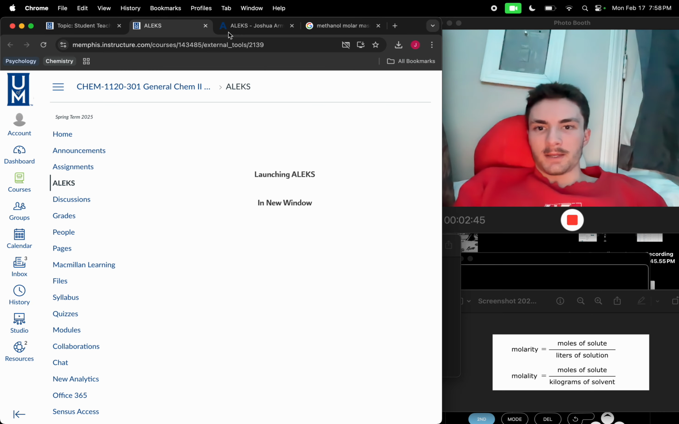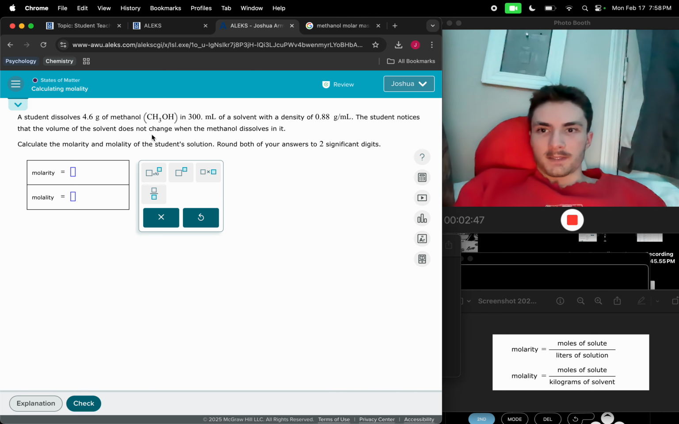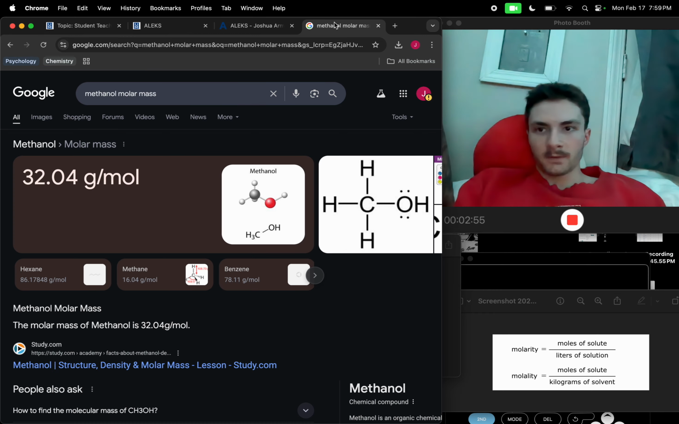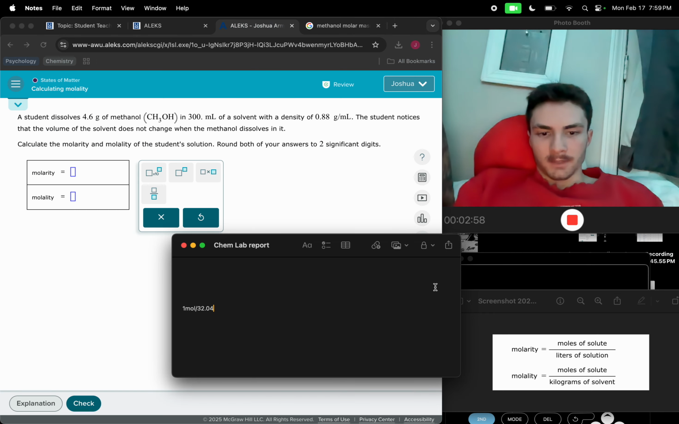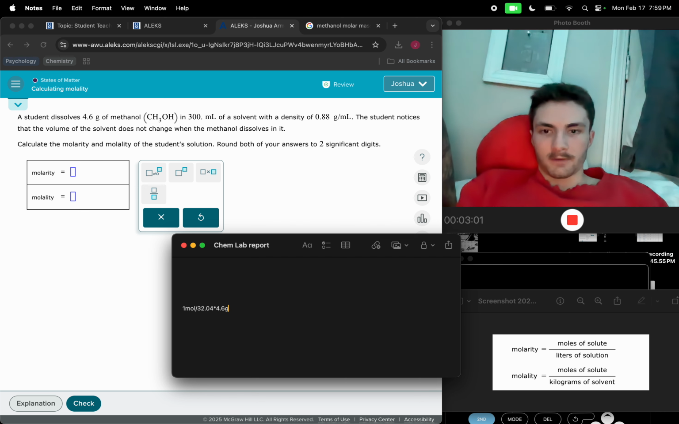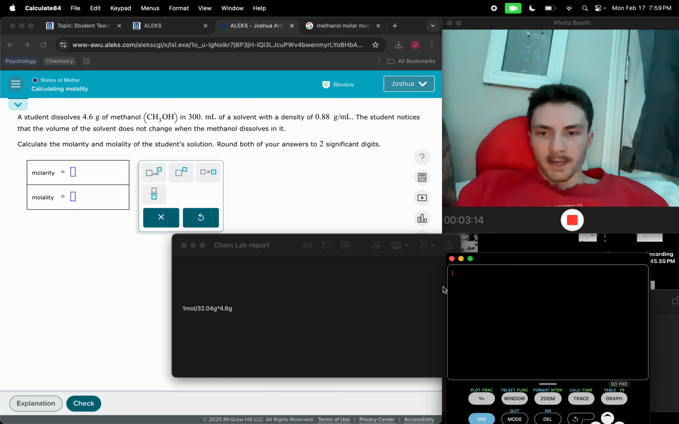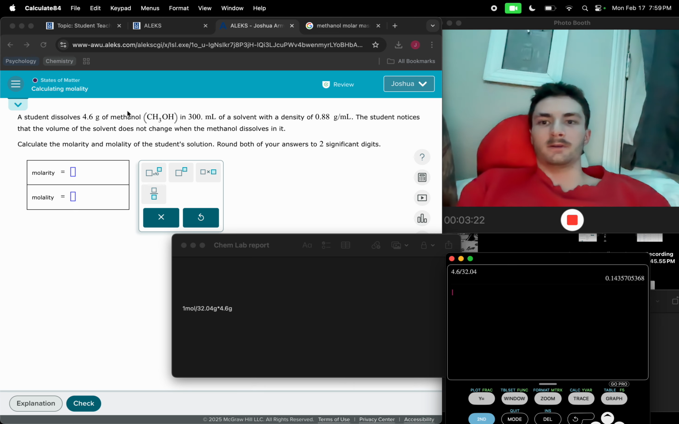And since we have 4.6 grams, you're going to have to switch this to 1 mole over 32.04, and then multiply that by 4.6 grams so that it cancels out. The grams are at the bottom, and then it's being multiplied by grams at the top so that they cancel each other out. Then you do 4.6 divided by 32.04. And this is the number of moles of methanol, essentially.